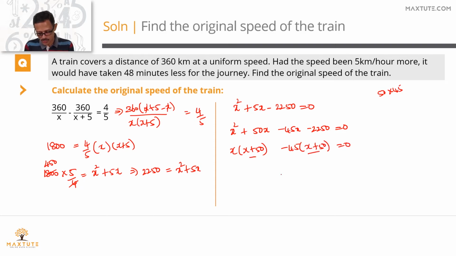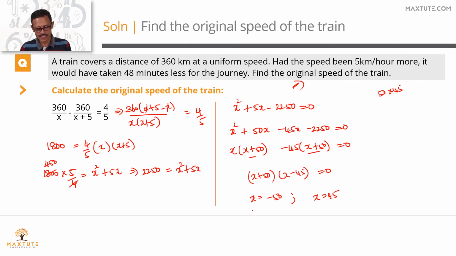x plus 50 is common to these two parts. So x plus 50 taken out. That leaves us with x minus 45. This is equal to 0. Either x plus 50 is 0, which means x will be equal to minus 50. Or x minus 45 is 0, which means x will be equal to 45. What is x? x is the original speed of the train.